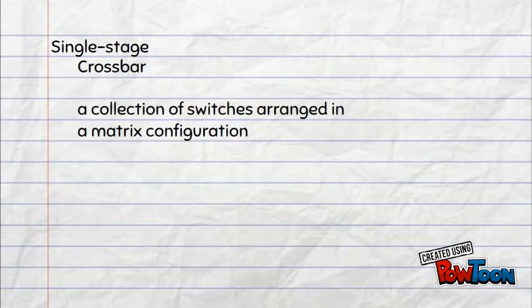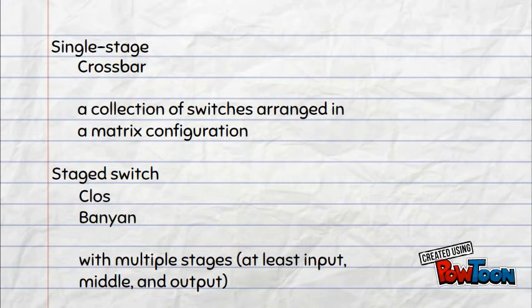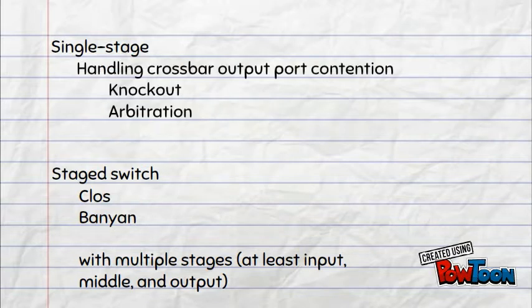Here I'm talking about space-division fabrics. There are two kinds of switch. One is single stage, like crossbar switch, and the other one is multistage switch, such as Clos switch, which is old but gold, and Banyan switch. In crossbar switch, I'll talk about two ways of handling crossbar output port contention, which are knockout and arbitration.